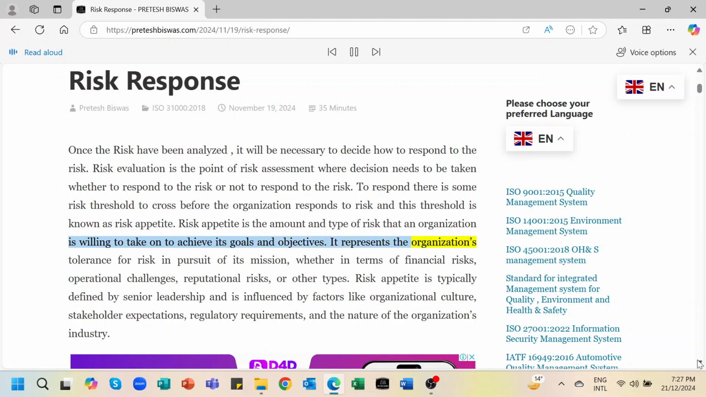It represents the organization's tolerance for risk in pursuit of its mission, whether in terms of financial risks, operational challenges, reputational risks, or other types. Risk appetite is typically defined by senior leadership and is influenced by factors like organizational culture, stakeholder expectations, regulatory requirements, and the nature of the organization's industry.